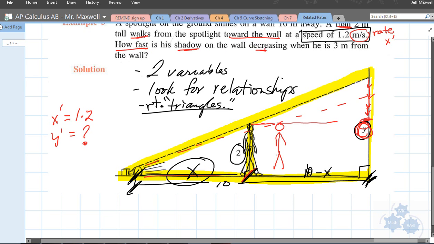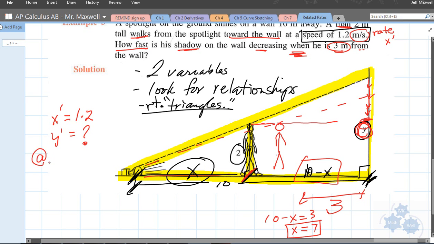So how fast is the shadow on the wall decreasing when he is 3 meters from the wall? Right? So 3 meters from the wall. So how can we represent that, 3 meters from the wall? Well, this distance has to be 3. So if this is 10 minus x, 10 minus x must be 3. So what's x? So when x equals 7. So I usually put the at sign here, at x equals 7. So when it says when, this information, okay?